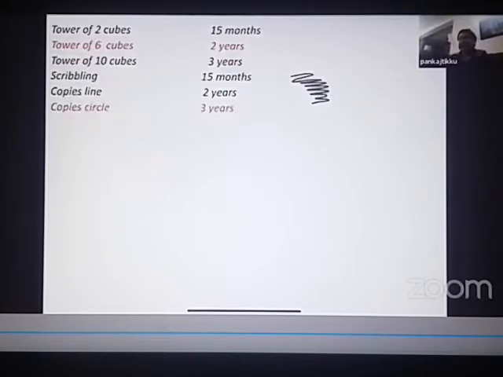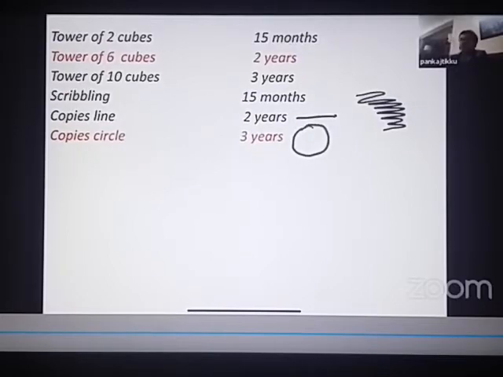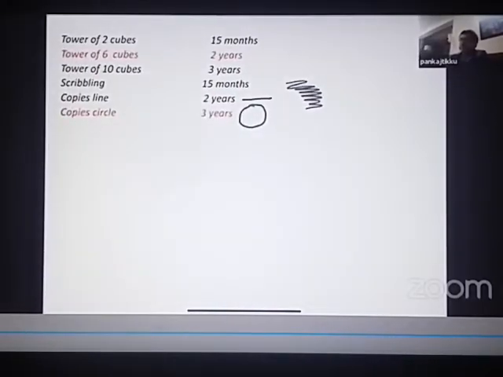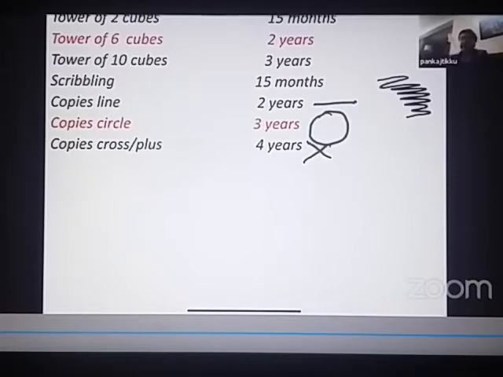Then he copies a circle at the age of 3 years. So a line at the age of 2 years, a circle at the age of 3 years. Then a cross or a plus he's making at the age of 4 years.